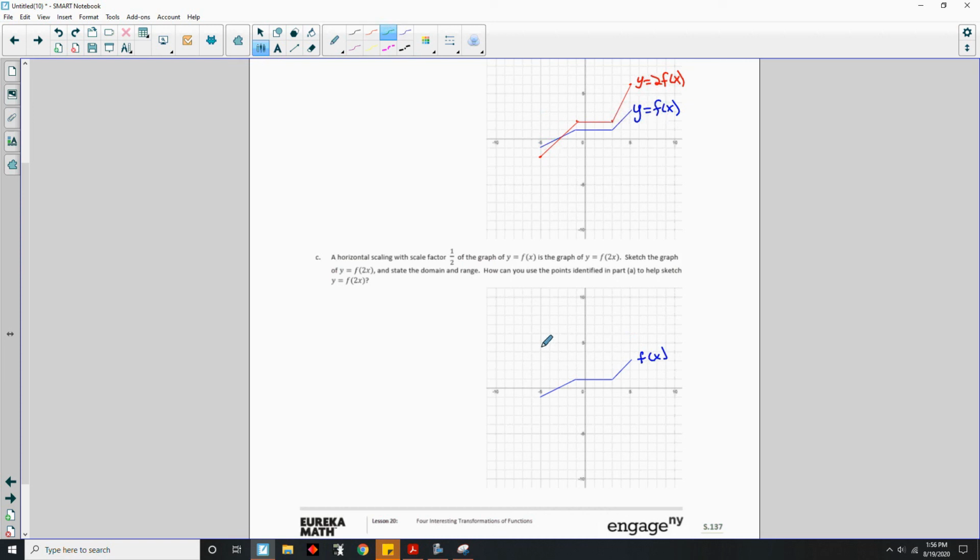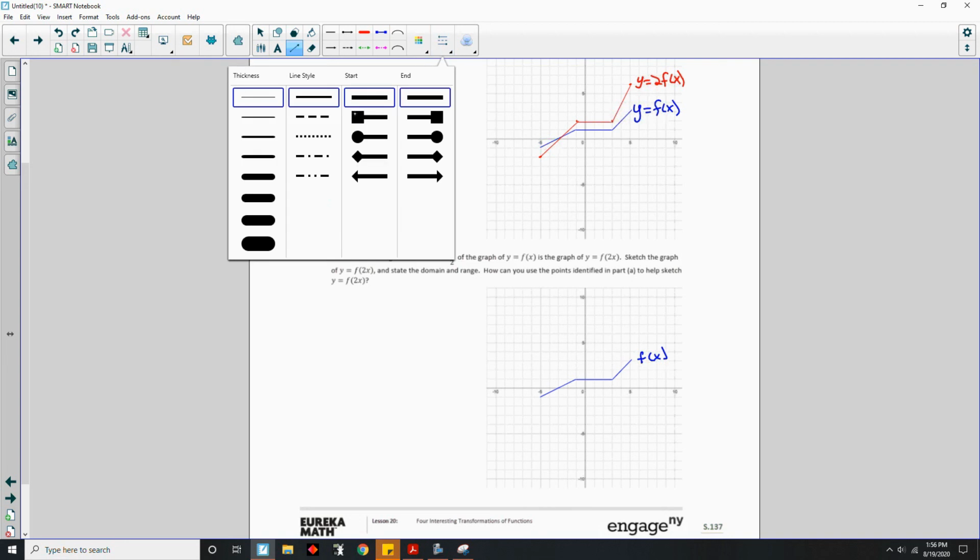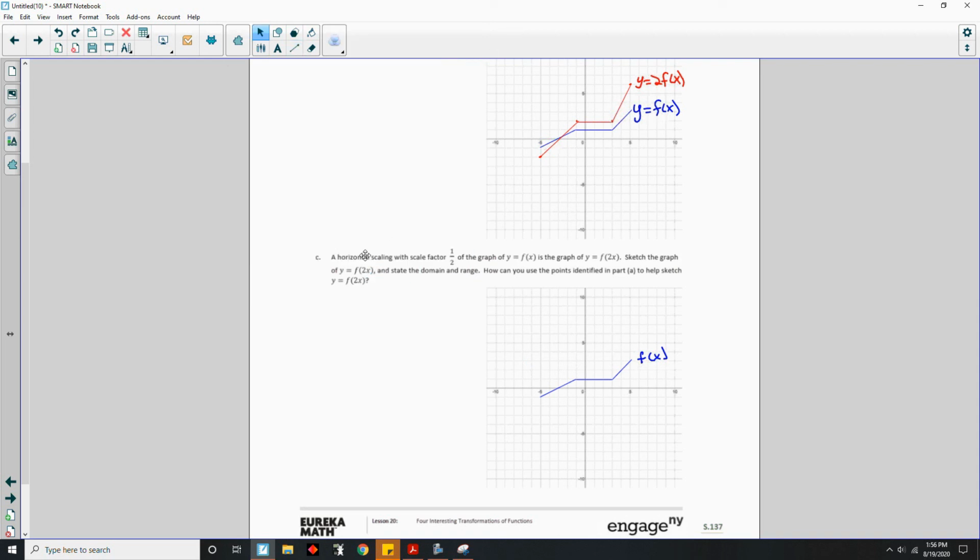Okay, so now what we're going to do is graph f of 2x. So it is saying that it is a horizontal scaling with a scale factor of 1/2 of the graph y equals f of x, and it's the graph y equals f of 2x. So this is going to stretch it out, or actually it's going to shrink it because it's 1/2.